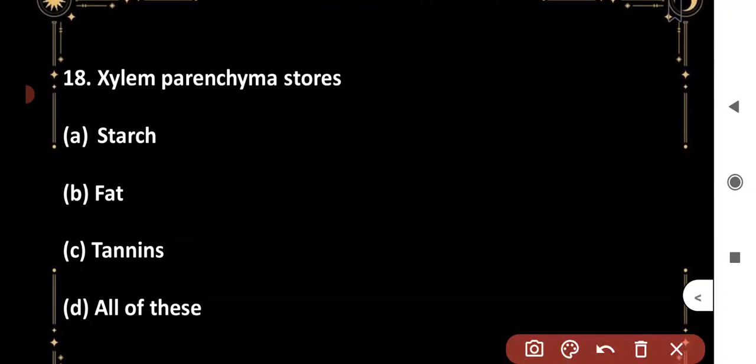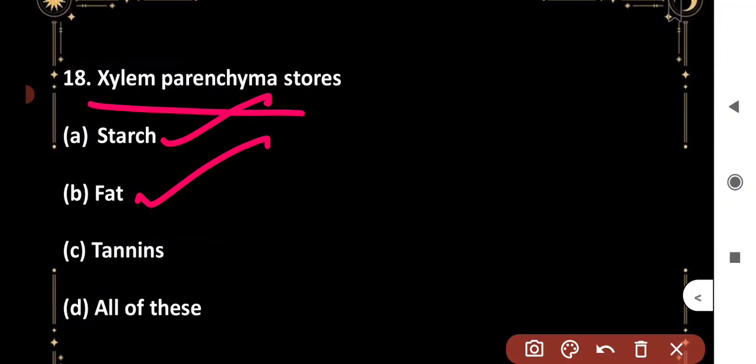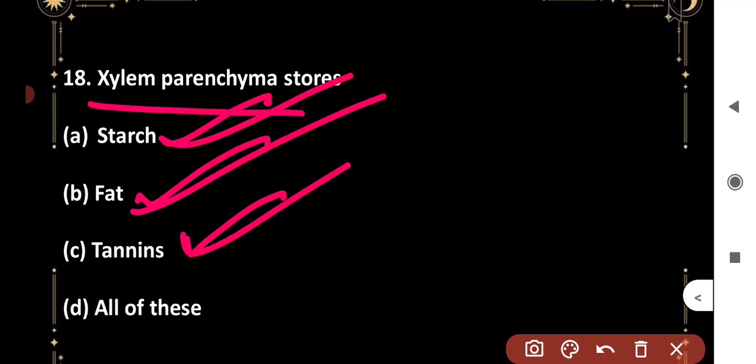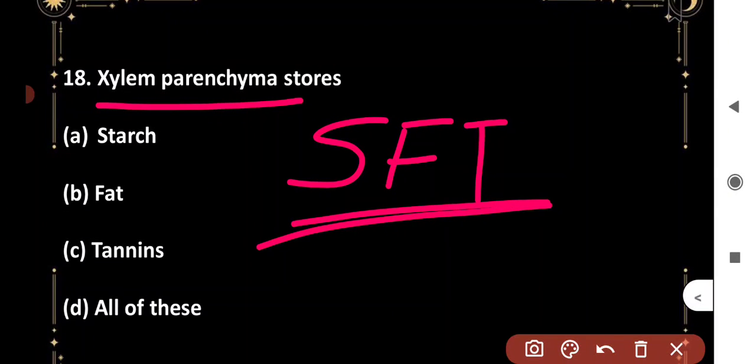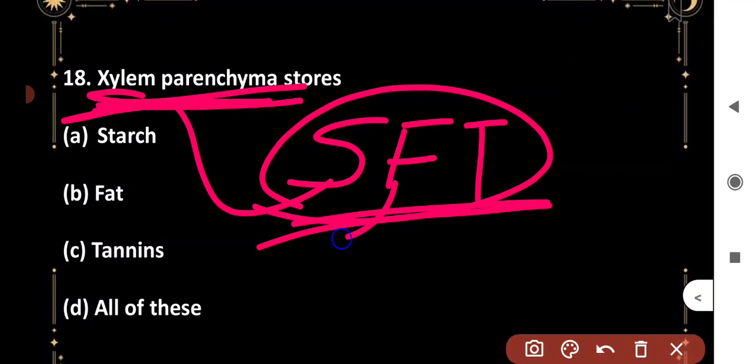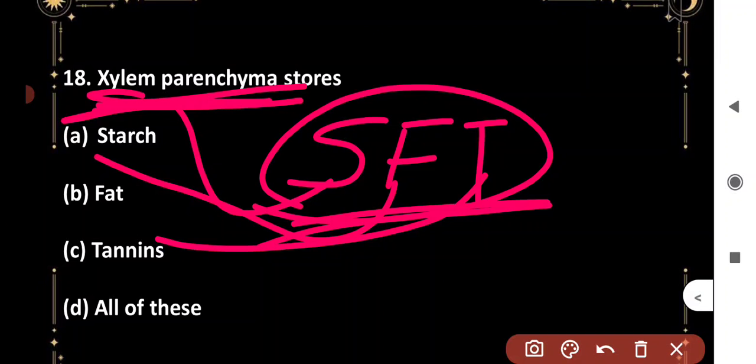Xylem parenchyma stores, a very interesting question. Xylem parenchyma stores starch, fat, and tannins. This is an NCERT line. How to remember? Soft, SFT. Xylem parenchyma is the only living tissue in the xylem. Xylem fibers, tracheids, and vessels are all dead. Only xylem parenchyma is living, so we can say it is soft. Soft means it stores starch, fats, and tannins. So all of this is the correct option, option D.